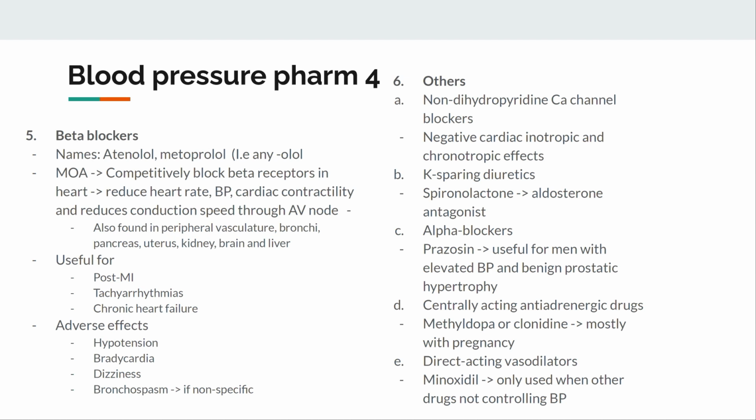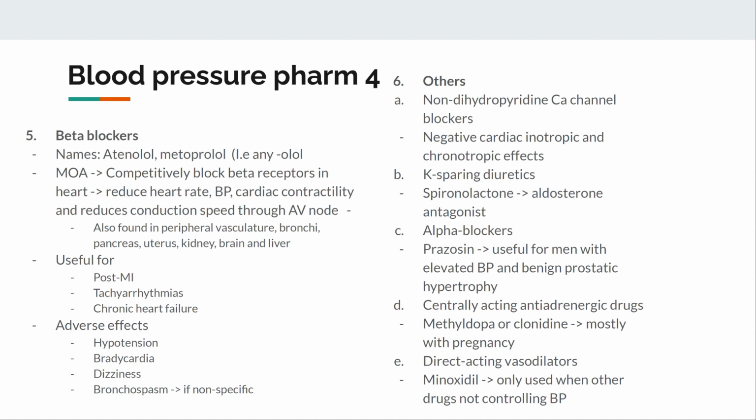You've got your alpha receptor blockers. These essentially work, again like beta blockers, to reduce adrenaline and noradrenaline's influence on the peripheral vascular system. One of note is prazosin. This is very useful for men with elevated blood pressure and benign prostatic hypertrophy because they cause vasodilation and they dilate the urethra and the vasculature around the prostate.